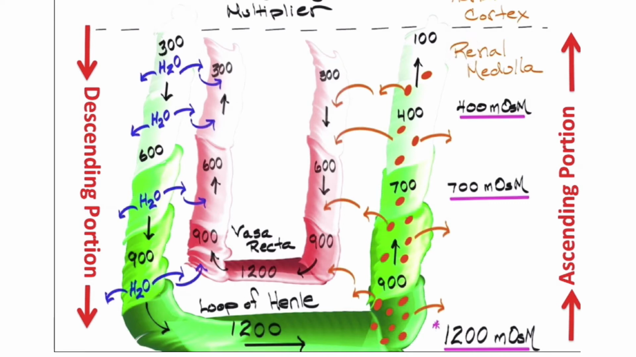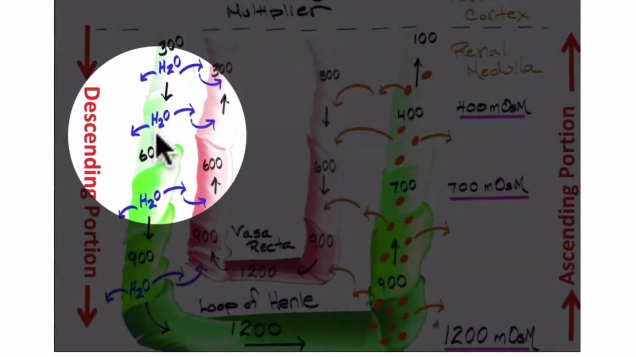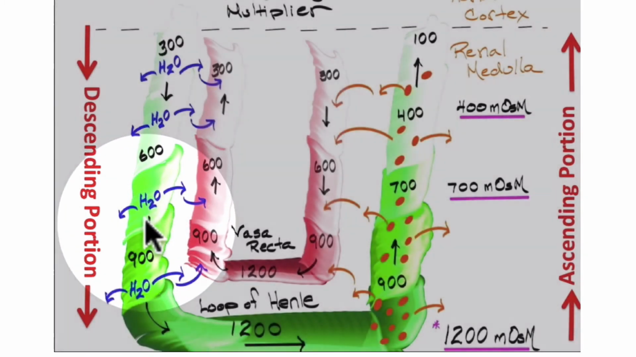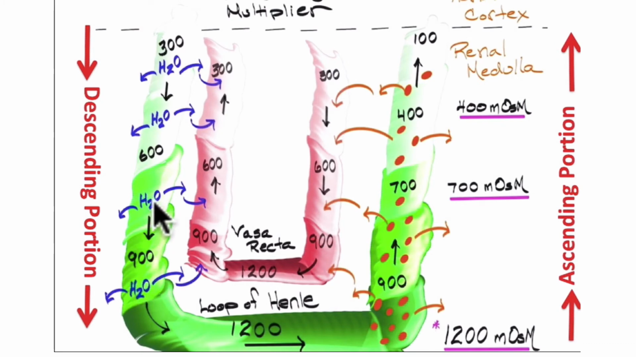One thing we'll notice in this picture is that the descending portion of the loop of Henle has water leaving it, moving from the loop of Henle into the interstitial space or into the renal medulla. And that is because the descending portion of the loop of Henle is highly permeable to water. So water leaves the descending portion of the loop of Henle.